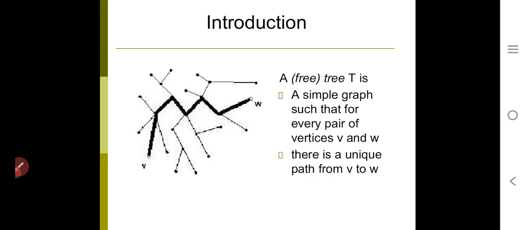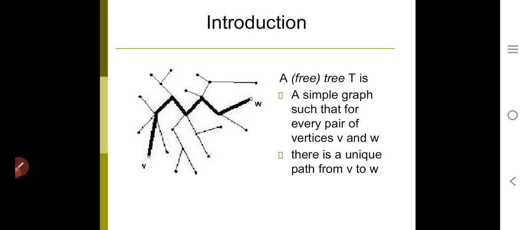Today we discuss the topic: basics of trees and spanning trees. This topic belongs to the subject graph theory and is for third-year BSc Mathematics. First, we have to know the basics of a graph. A graph contains a number of vertices and a number of edges.